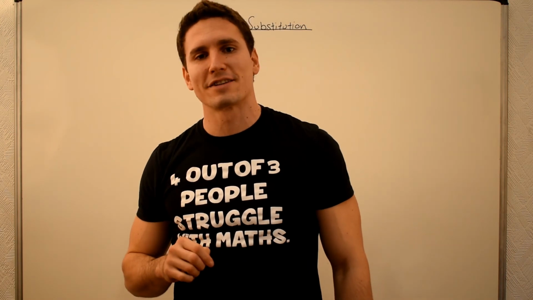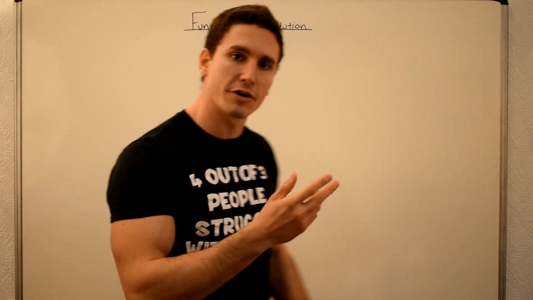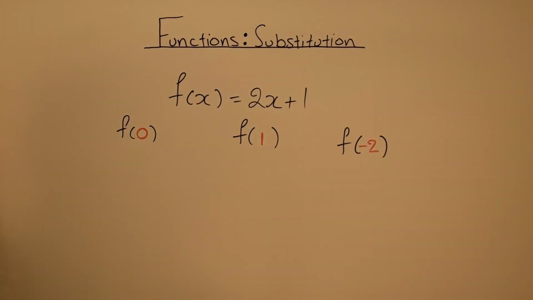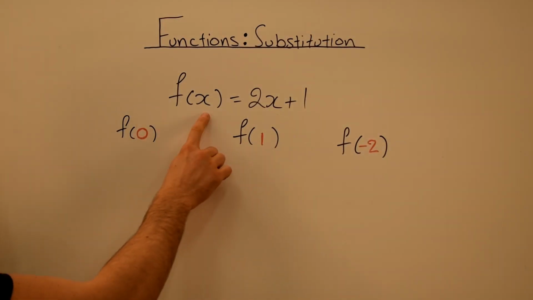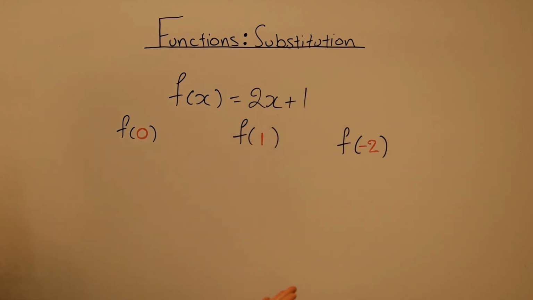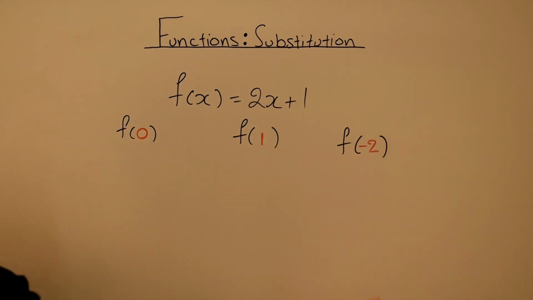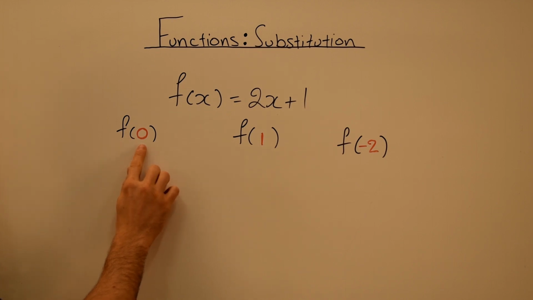Welcome to Philotimaths. In this video we're going to see how to substitute into functions. Let's have a look at an example. In this example we have been given the function f of x, which is equal to 2x plus 1. The question is, what is f of 0, what is f of 1, and what is f of minus 2? Now let's go ahead and answer what is f of 0.